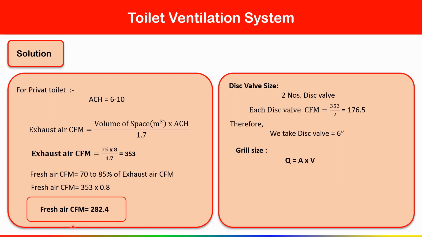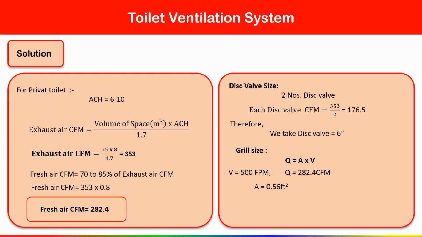For taking fresh air, we have to take Q value 282.4, and velocity we have to maintain 500. So all values you have to put in this equation: velocity 500 fpm, Q 282.4 cfm. Now when you put these values in that equation, you will get the area 0.56 square feet. So grill area you will get.